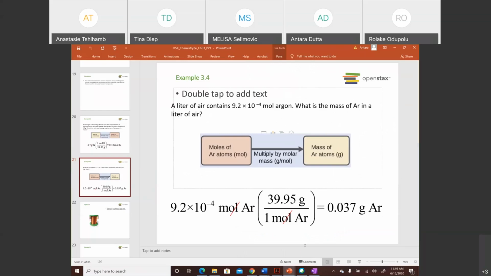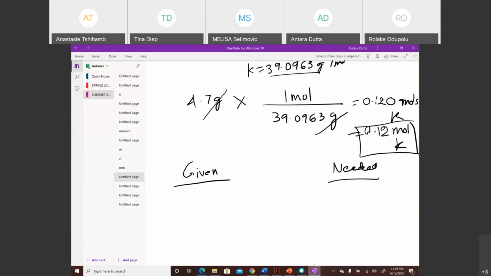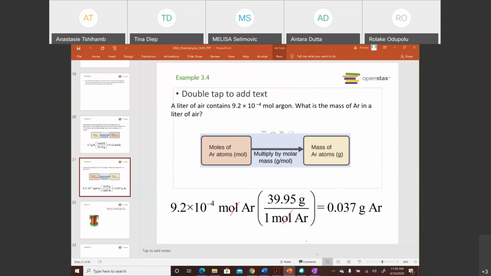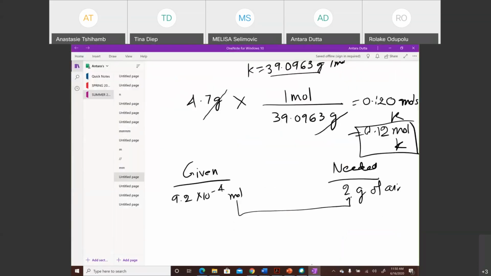So our given is 9.2 times 10 to the minus 4 moles. And I have to find the grams of argon. So it is mole to grams basically, so I have to use the conversion factor molar mass. Okay, so argon, sorry, not air, argon.